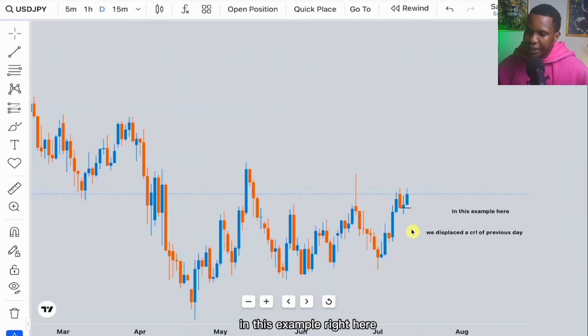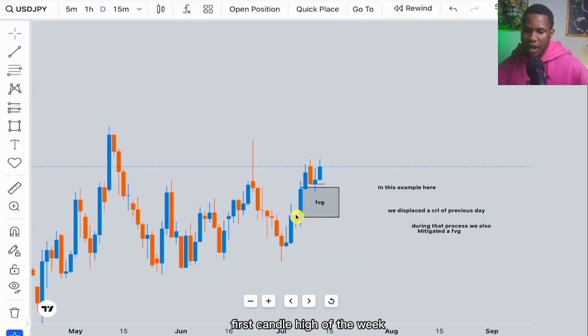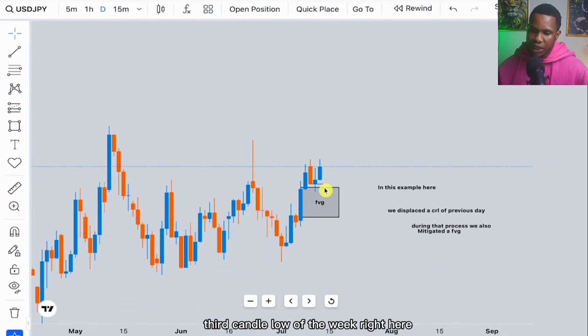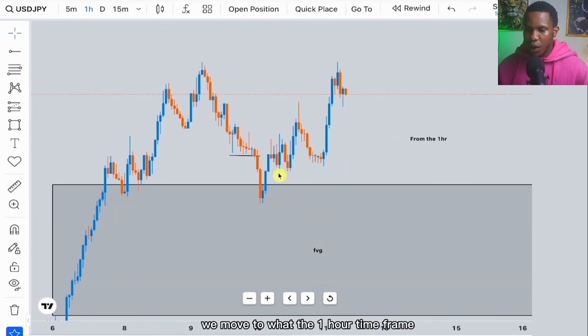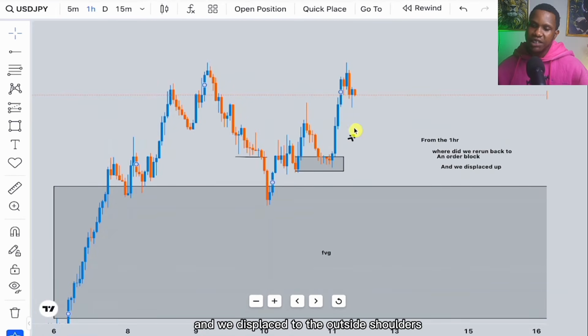In this example right here, we displaced a candle range low of the previous day, and during this time period we also mitigated what, a fair value gap, 3 candle sequence, first candle high of the week, third candle low of the week right here. We move towards the 1 hour time frame. Can you see after we mitigated this fair value gap, we returned back to another block and we displaced to the upside.